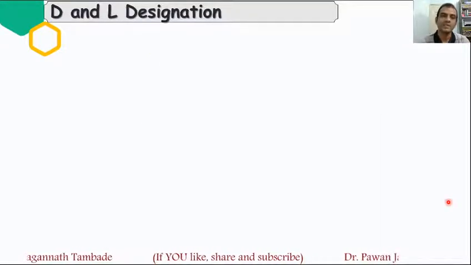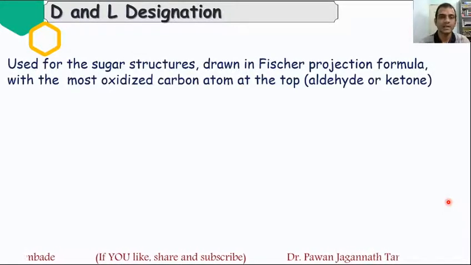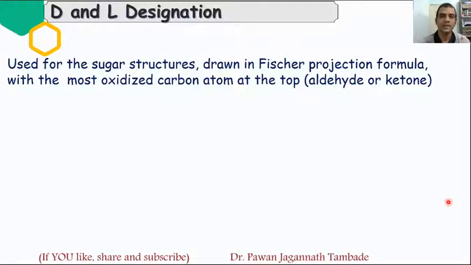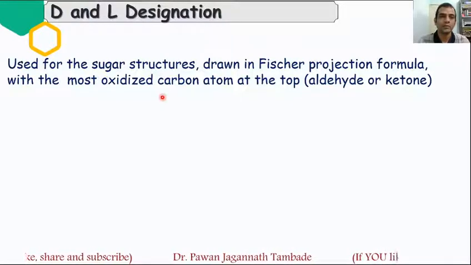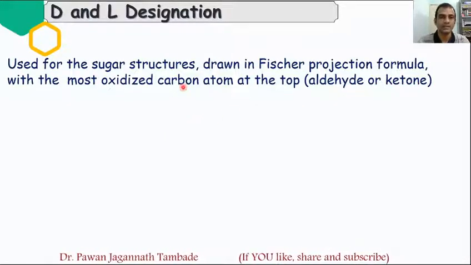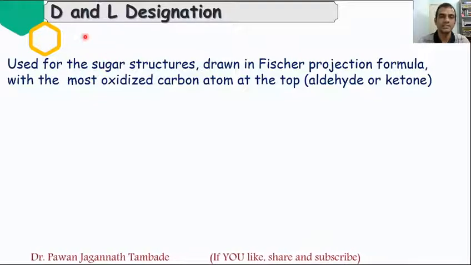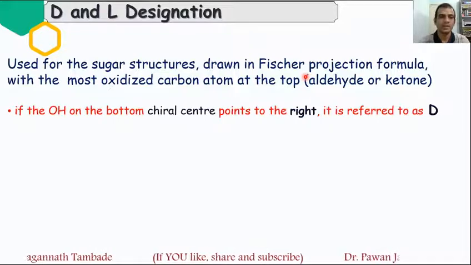Now we will see the concept of D and L designation. This D and L designation is used for sugar structures. If sugar structure is drawn in Fischer projection formula with most oxidized carbon atom at the top, for example aldehyde, ketone, carboxylic acid, ester, etc., then in such cases it is easy to apply this DL designation.